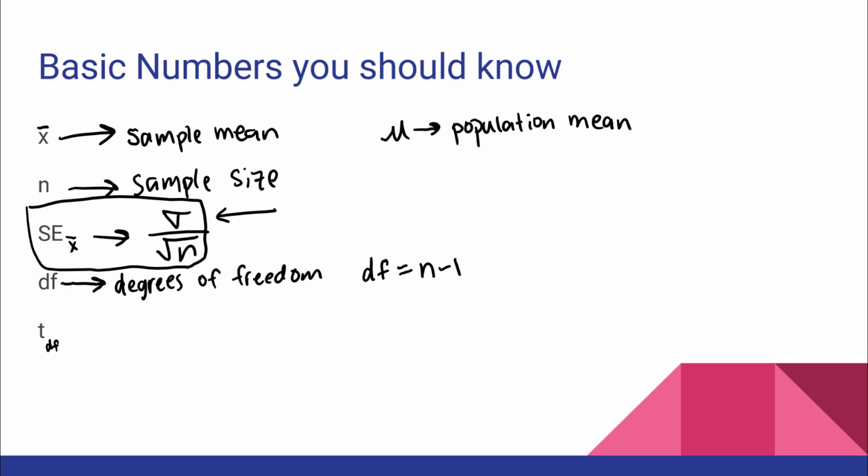Next we have our t sub df. This is taking the place of our z-scores from proportions, but this one is specially used for questions about means. And this df has a big factor in determining the t, which is why we put it as a subscript. So if our df was equal to 3, for example, we would write it as t sub 3.